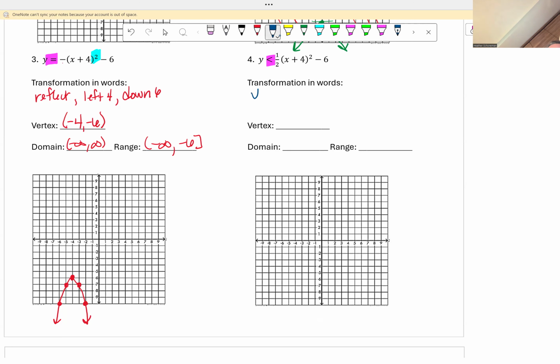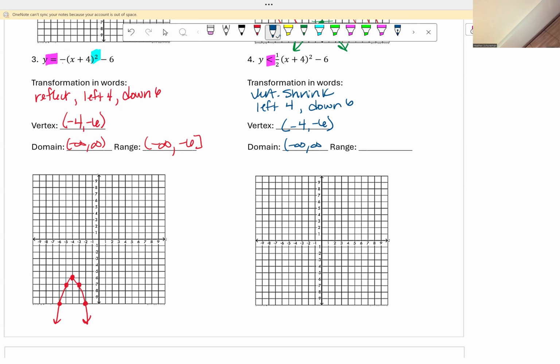Okay, let's try this one. Transformations: the 1/2, that's a vertical shrink. The +4 inside, that's left and right. It's the opposite, so it's going to be left 4. The -6 is going to be down 6. Very similar to the last one. Okay. Vertex is -4, -6. We don't even need to see the picture.